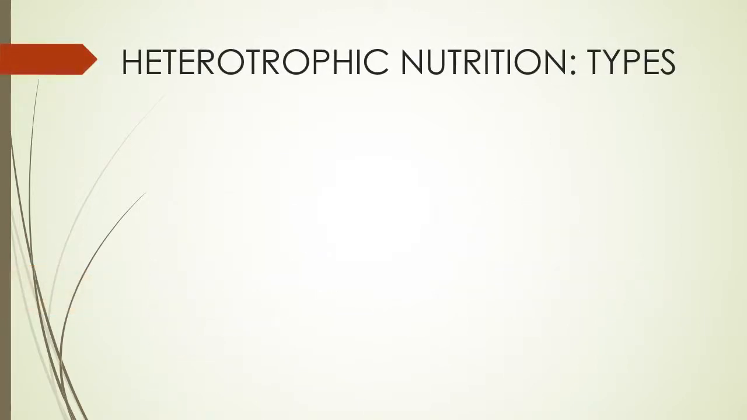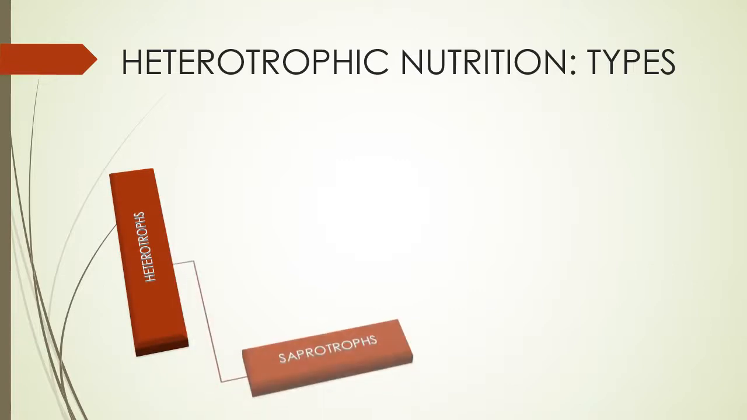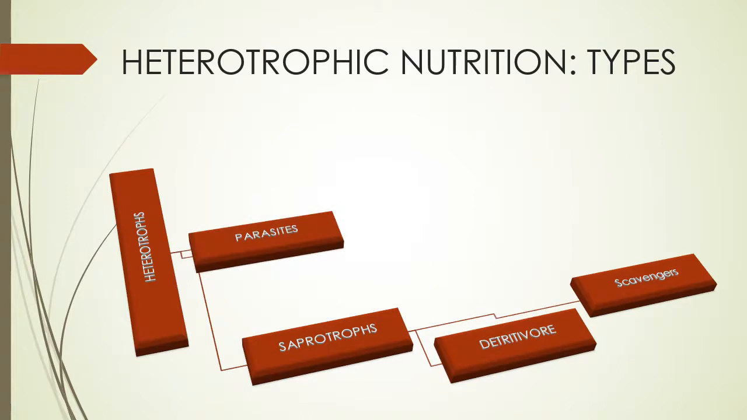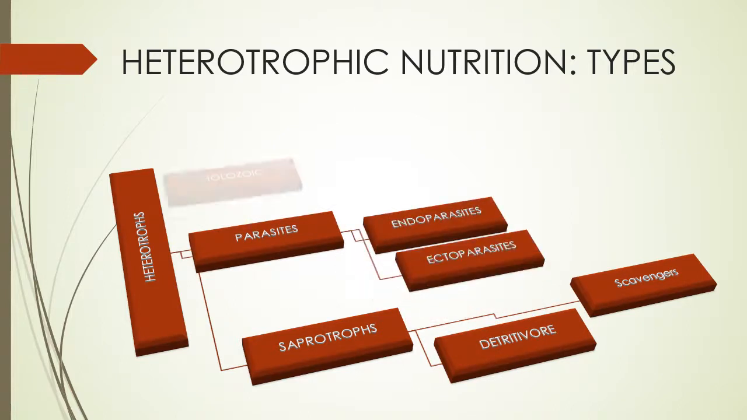Heterotrophic nutrition or heterotrophs, organisms which show heterotrophic nutrition, are divided into three groups, that is saprotrophs, parasites and holozoic organisms. One by one we'll do them all. Holozoic organisms are those that ingest food and process or digest the food internally.